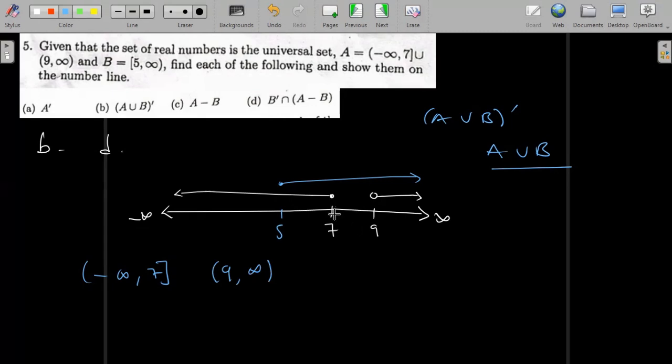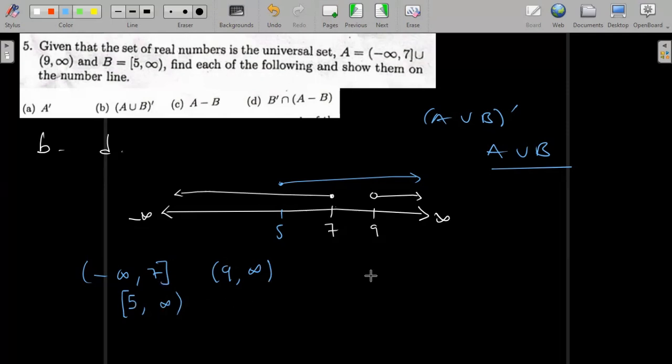Now, when you look at the set B, it goes from 5. So 5 is actually contained in here. 5 is there, right? And of course it's closed at 5, and it's going all the way up to infinity. Meaning the 9, which was not catered for in set A, will be in the set B.